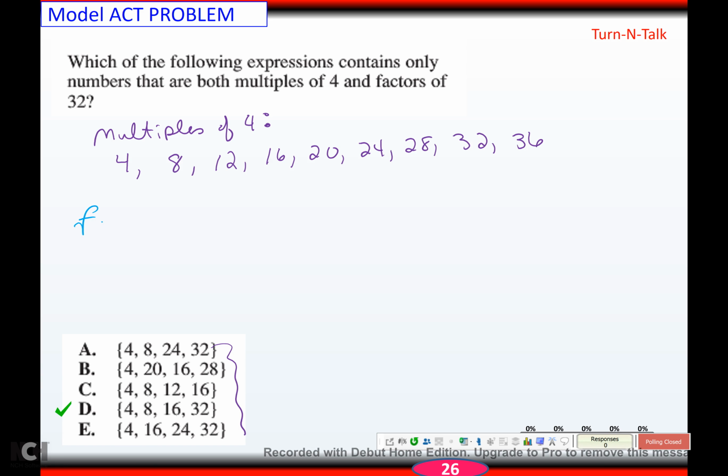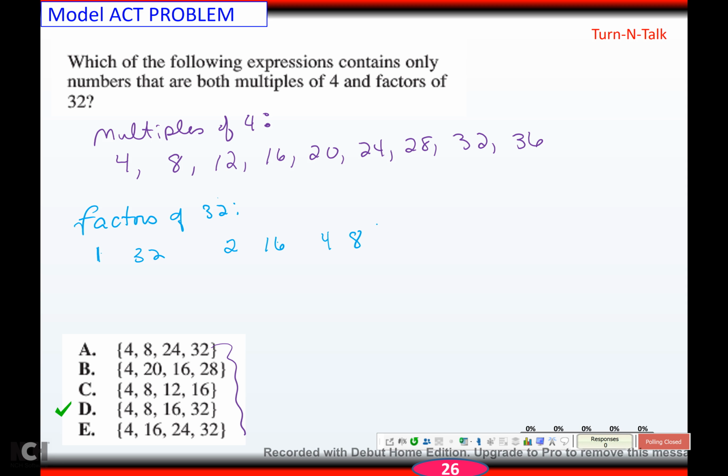And then factors of 32, now you're looking for numbers that go into 32. 32 divided by 1 is 32. 32 divided by 2 is 16. So 2 and 16 are factors, 1 and 32 are factors. 32 divided by 3 is a decimal, so 3 is not a factor. 32 divided by 4 is 8, so they're both factors.